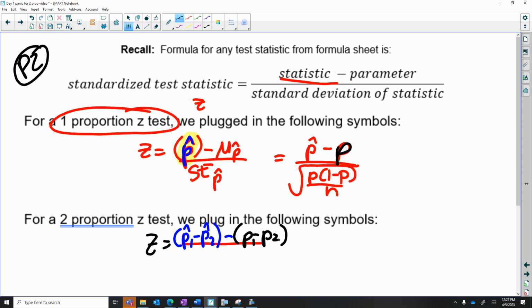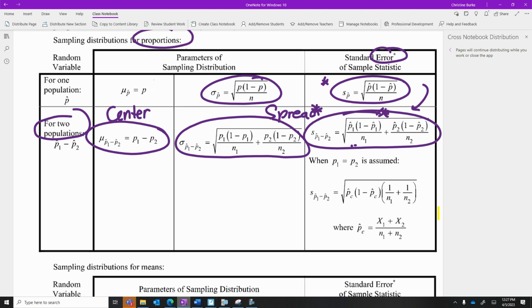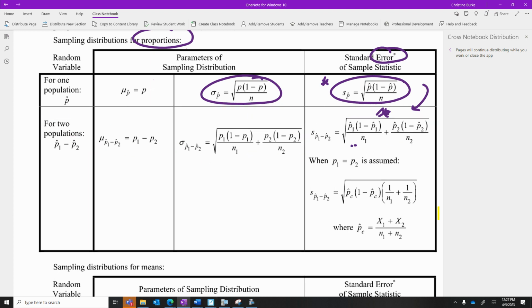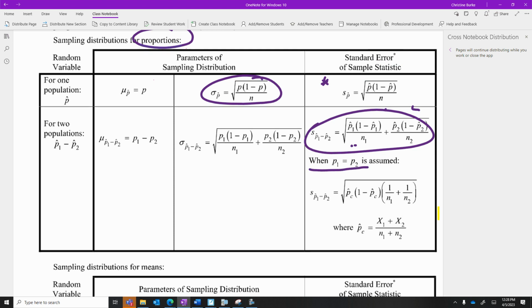And then the standard error of the statistic for one proportion was this, okay? For two proportions, when we look at our sheet, instead of using this one, we're going to go to this special case. Do you see it says when p1 equals p2 is assumed to be true? That's only for hypothesis tests. Then we use this special case formula, which is written right here.